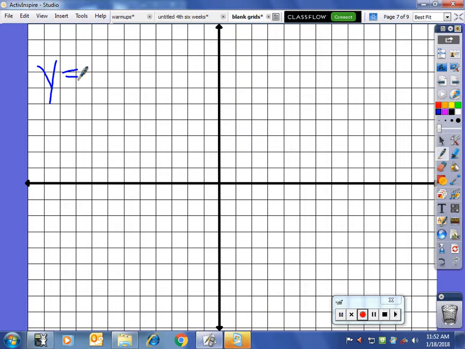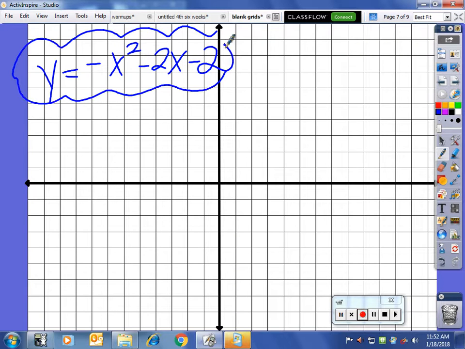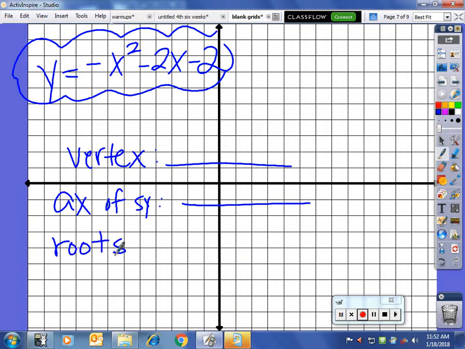Here is a parabola. Y equals negative x squared minus 2x minus 2. And this is what you're doing for homework as well. I want you to list the vertex, the axis of symmetry, and the roots. What's the only thing that's new? Axis of symmetry. Alright, so get busy. Try this one.